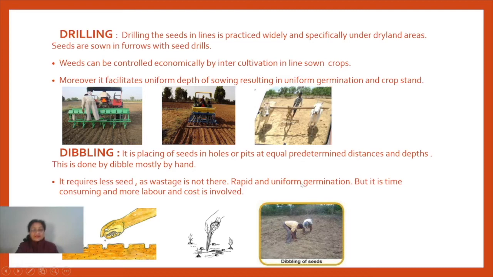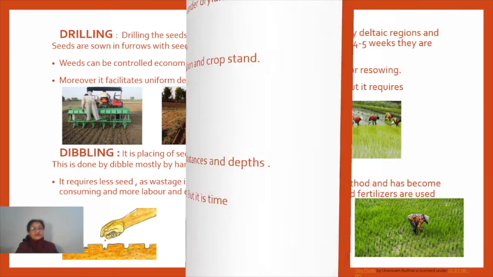Then next, rapid and uniform germination is there in this, because almost at the same depth it is sown. So uniform germination is there, but it is time consuming. This you should keep in mind. This is a disadvantage of it, right? It is more time consuming, and moreover more labor is required for this, so ultimately it needs more cost. Now let's move to the next method.